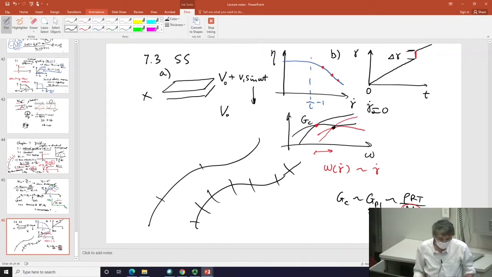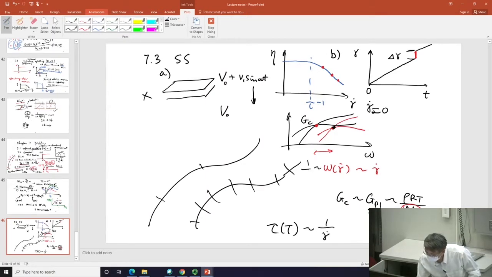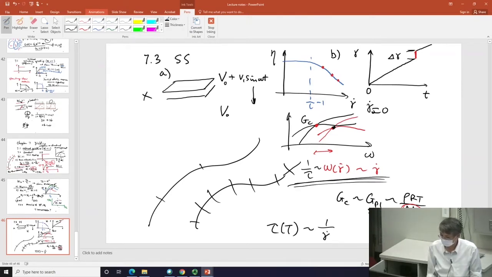And watch the stress relaxation. You find that stress relaxation is independent of temperature. Remember, a typical stress relaxation always depends on temperature. But here, our stress relaxation is determined by how much you are shearing, not determined by the temperature you have. So that was a curious result.